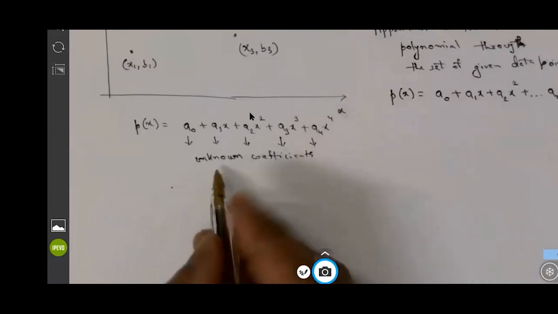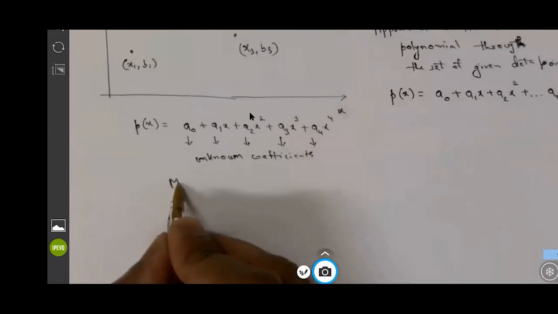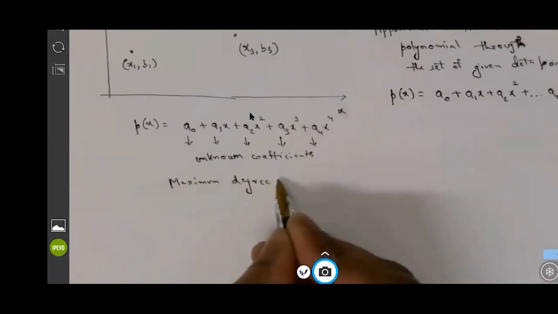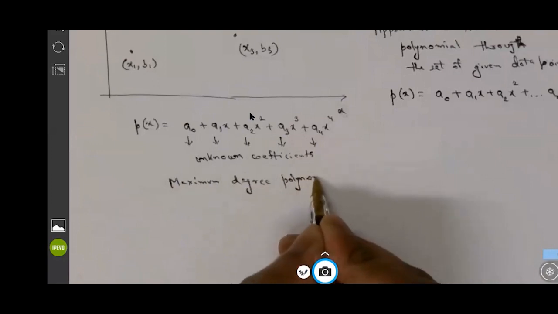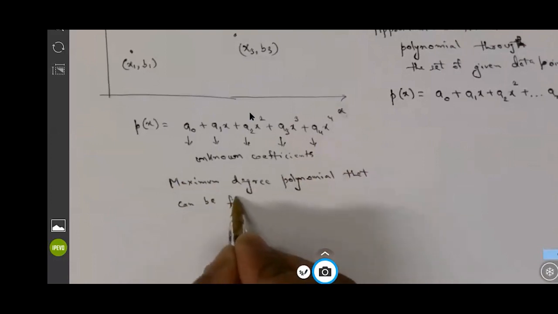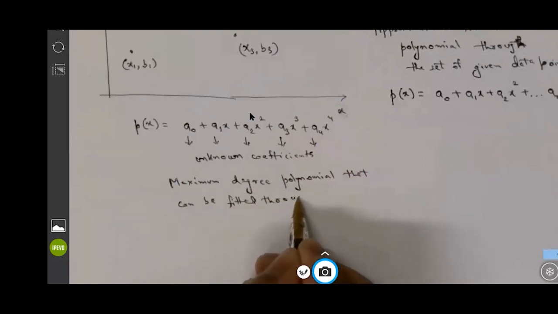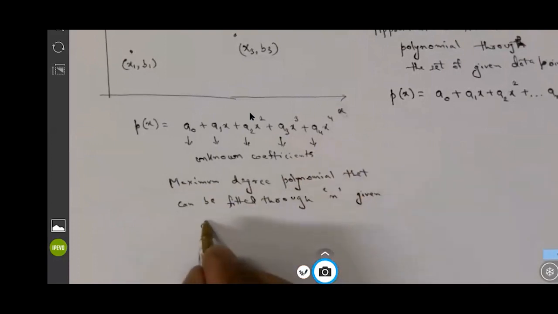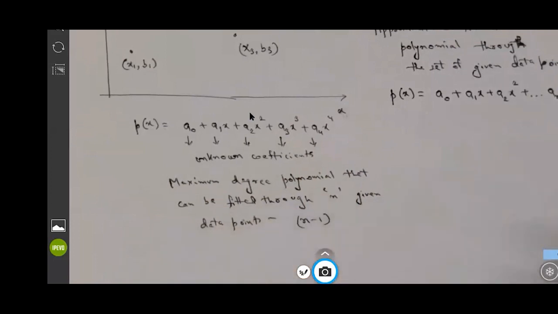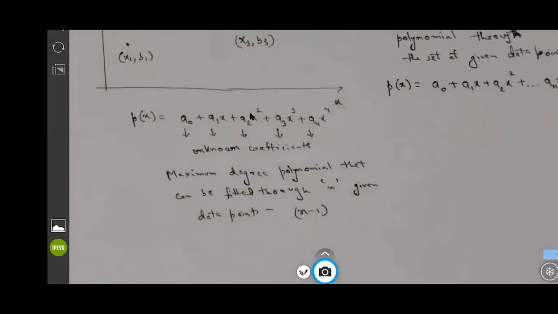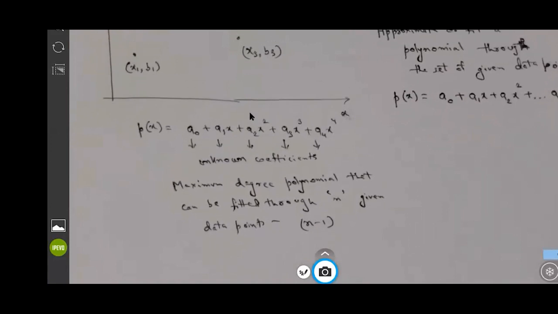So the maximum degree of polynomial that can be fit through n given data points is n minus 1. Yes, Professor. Everybody's getting that? Yes. Okay.